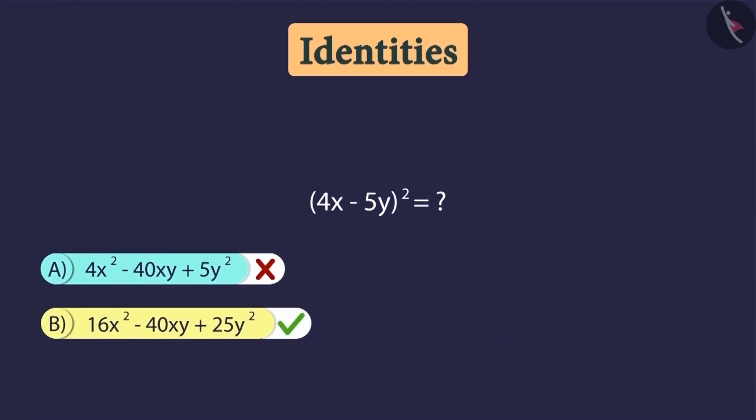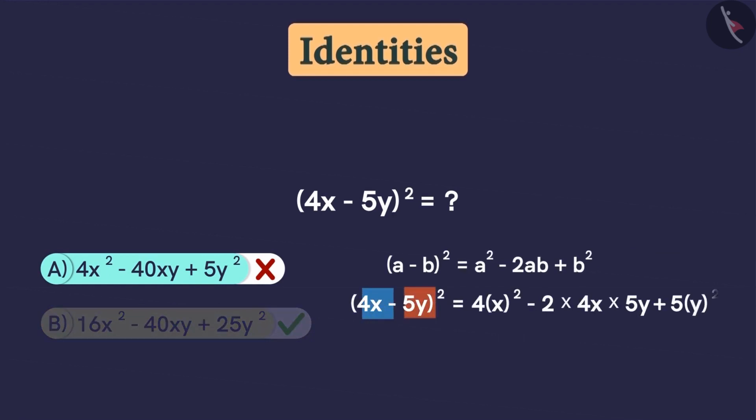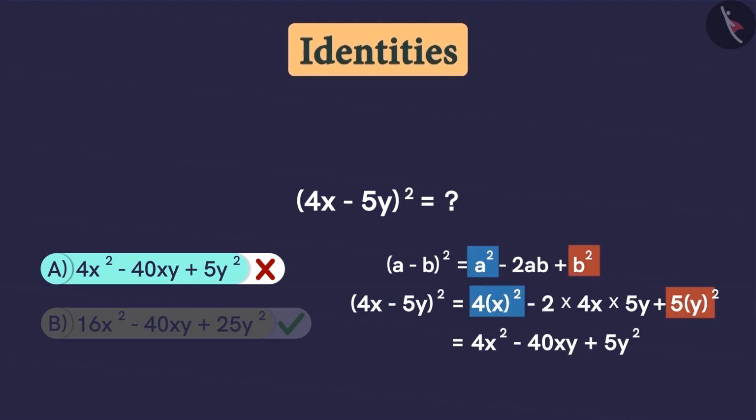We get option A as the answer because while finding the square of these two terms, we find the squares of x and y only. But we forget to square the coefficients associated with x and y. So we should ensure that along with variables, the square of their coefficients is also calculated.